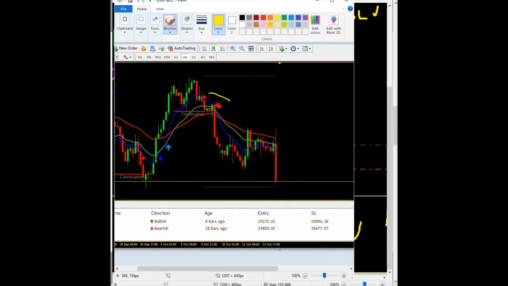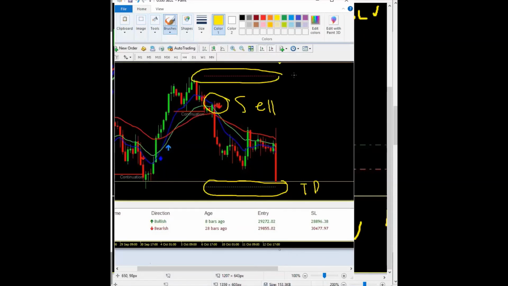Okay, first thing you want to see is the arrow is indicating to you that you need to sell. Okay, and then the next thing that you need to look for is the take profit level. If the take profit level is at the bottom, right, then it's correct. And then if the stop loss level is at the top, then it's correct. Okay, so if these three things are talking to one another, we've got a trade right there.